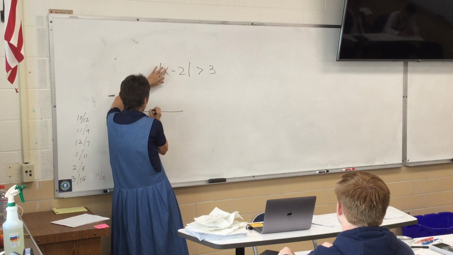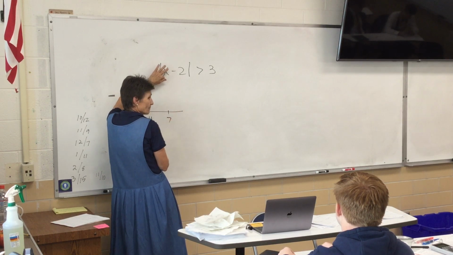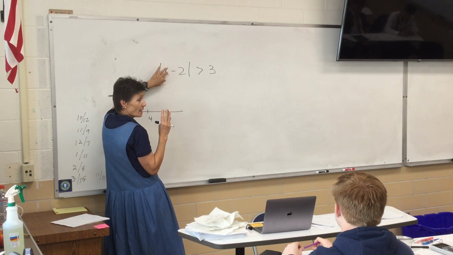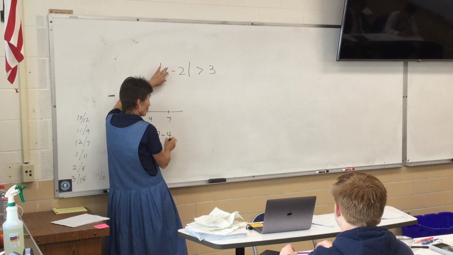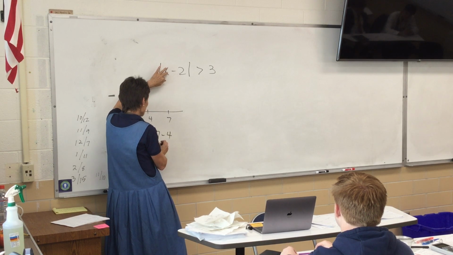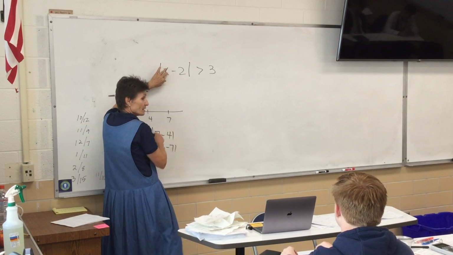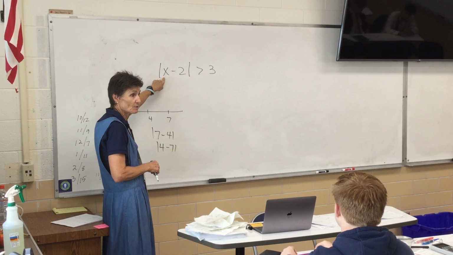On your number line, guys, if I put a 4 and a 7, and I say, what's the distance? Wouldn't you say the distance is 3? And you would get that by doing 7 minus 4. But if you did 4 minus 7, you would get the same thing as long as you put it in absolute value.